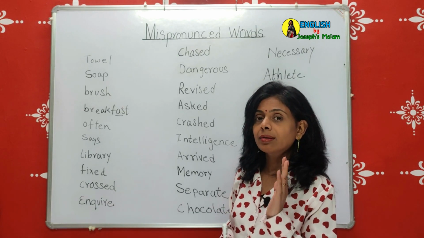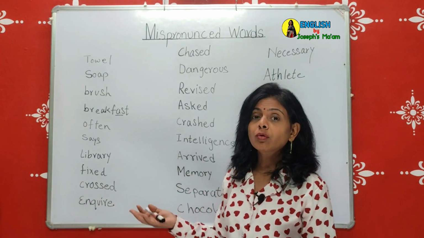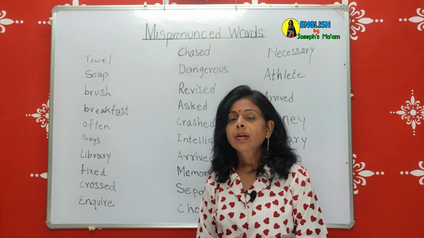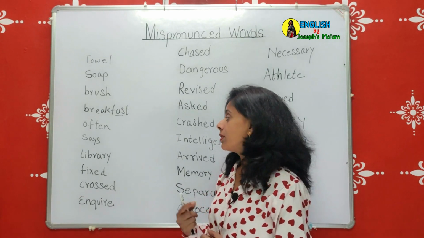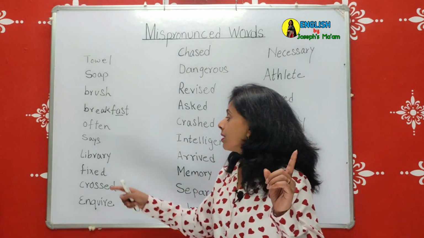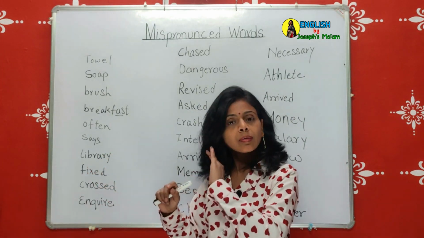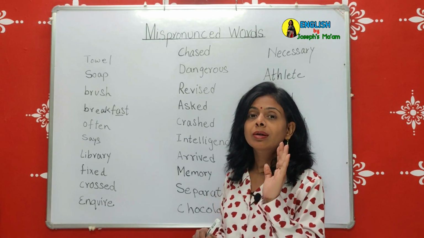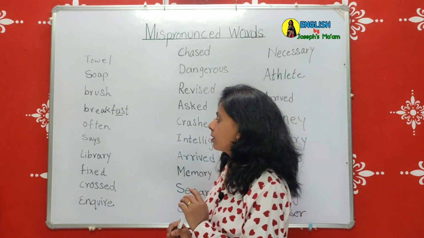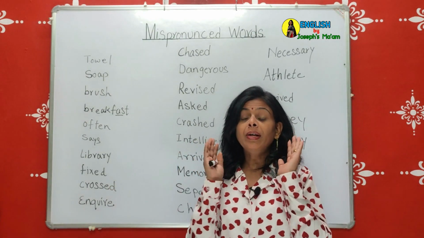The word is says. Next is, where do we go to read books? If you want good knowledge, where do you go? To the library. Most of us say it wrongly. Here the R is pronounced. The word is library, not libary. It's library.